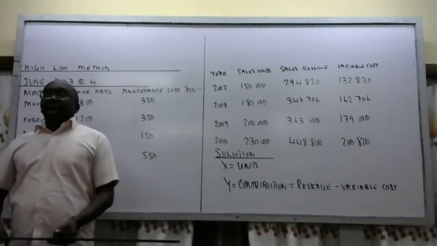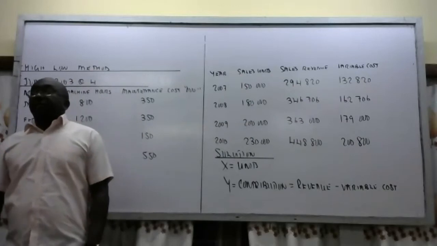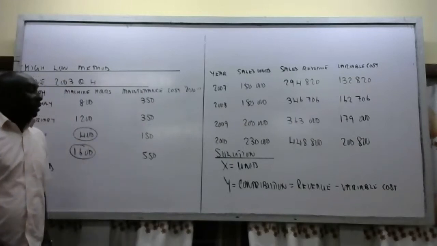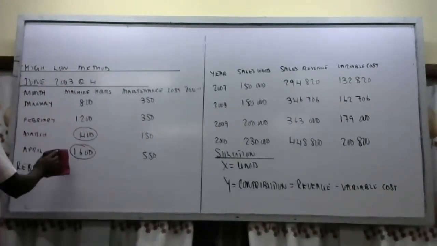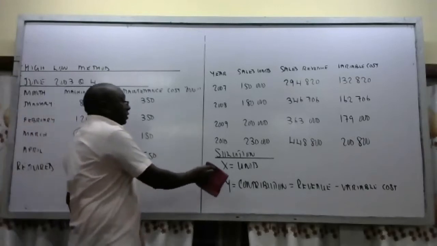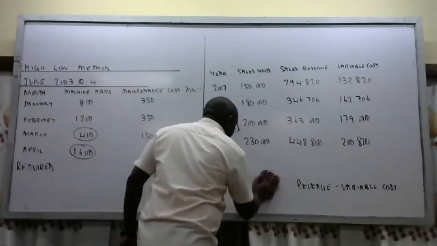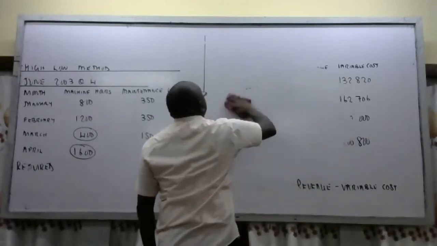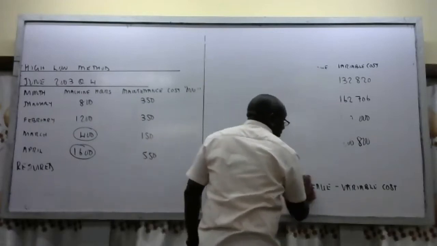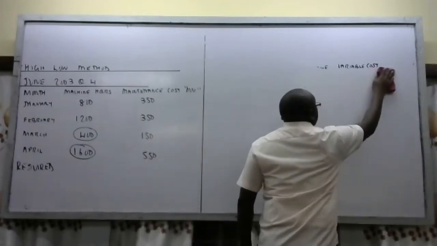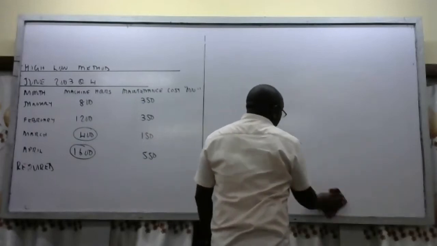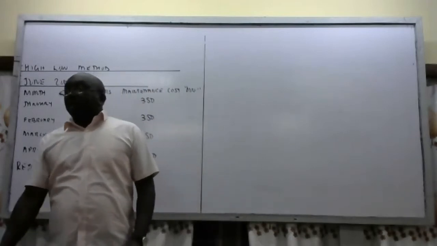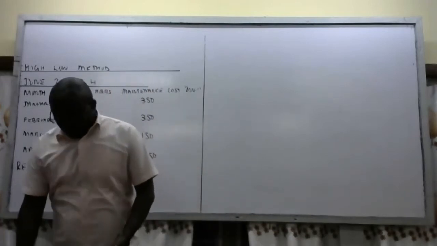So here you will do it at home. Leave a space of like 5-7 lines using the high-low method. And let's now discuss regression analysis methods. That's the next method. Regression analysis methods.